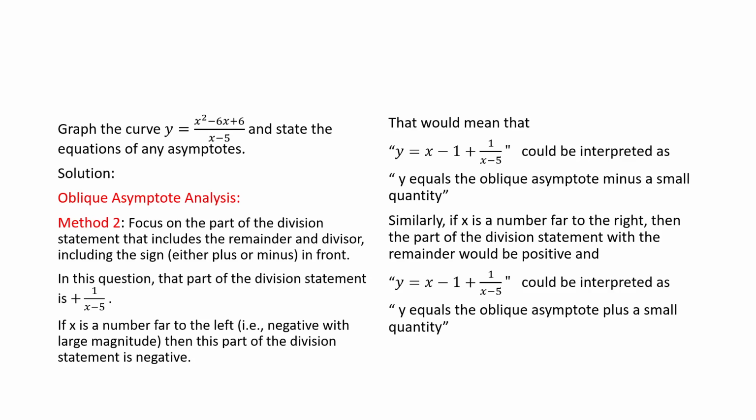Now, that's a plug in the number kind of way of doing it. Another way of doing it, which is really interesting, is this. This is a second version of an oblique asymptote analysis. What we can do is look at the entire division statement. We have y equals x minus 1 plus 1 over x minus 5. Well, that could be interpreted as saying y is equal to the oblique asymptote value minus a small quantity.